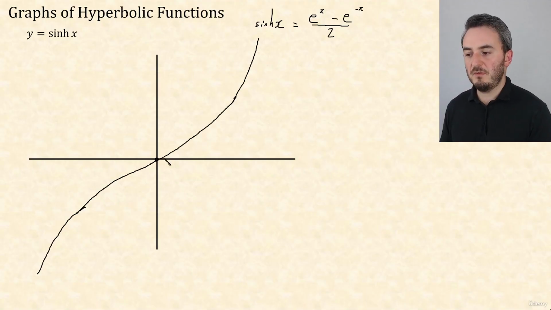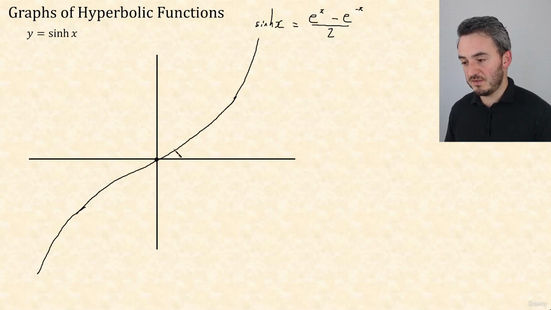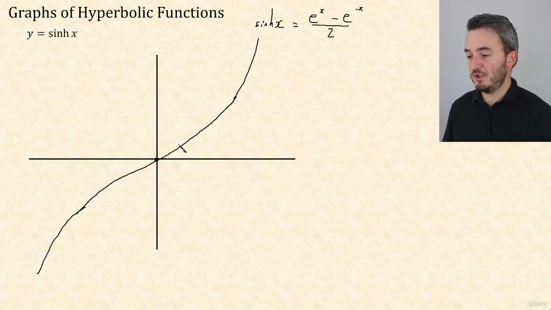So just be careful of that. It's easy to draw this in a way that makes it look almost like y equals x cubed, but y equals x cubed does have a stationary point at the origin. This one doesn't. It actually has a positive gradient as it cuts through there. So that is sinh x.